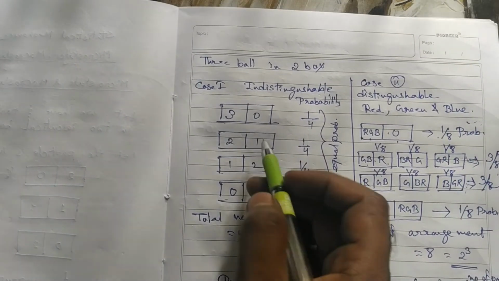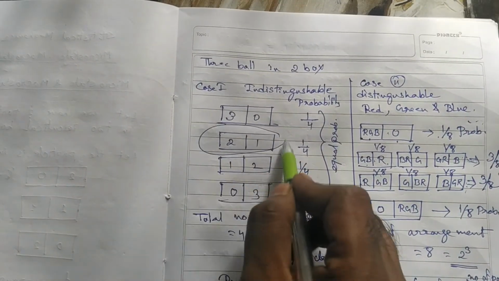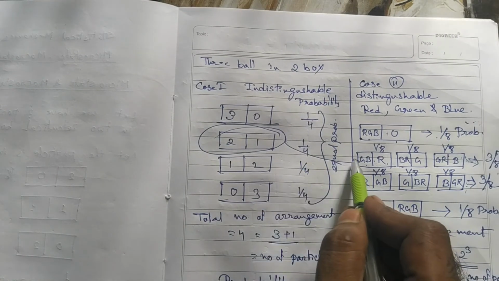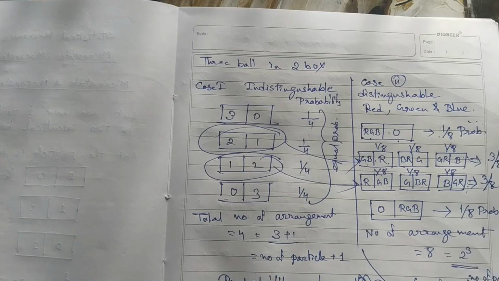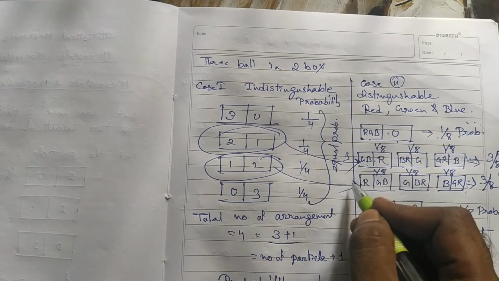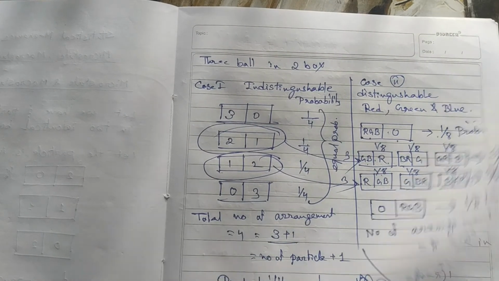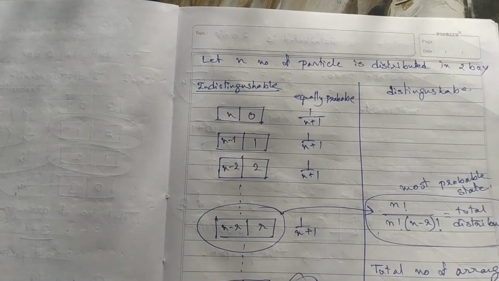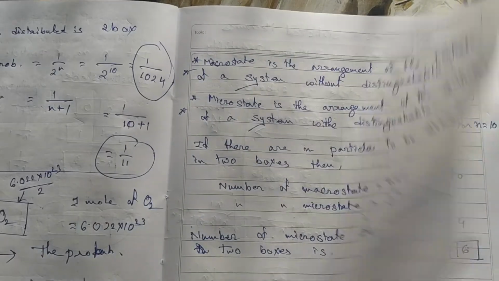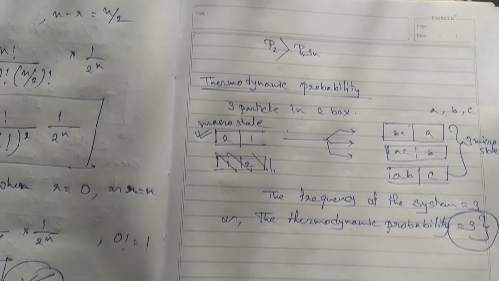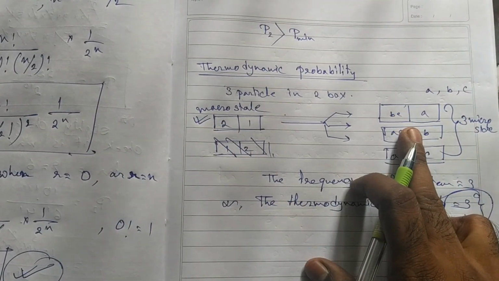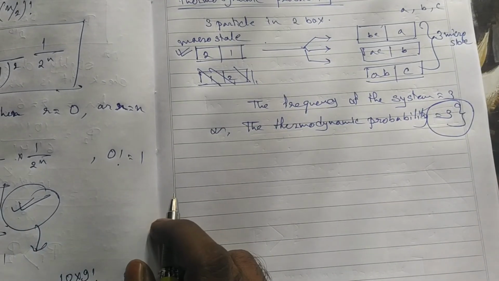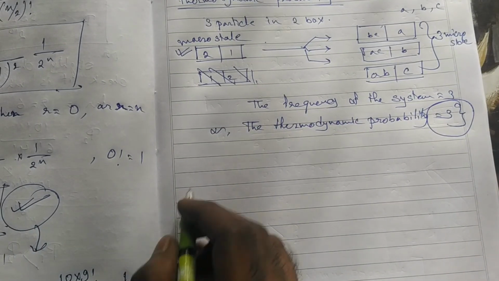So in that case, suppose for the 2-1 case I have a frequency of 3. For the 2-1 case I have a frequency of 3. Clear? The frequency is 3. The frequency is also 3 in here. So for each macrostate, the number of microstates is known as the frequency or the thermodynamic probability of the system.